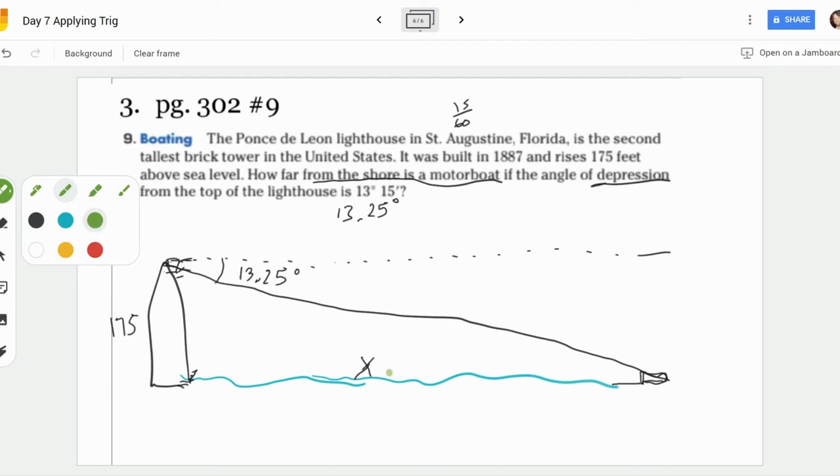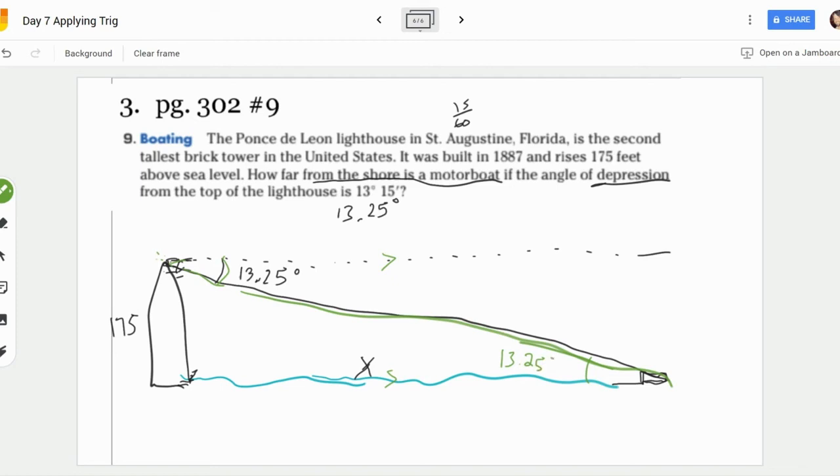Let's put it this way. Back in geometry, these are both horizontal lines, so they're parallel. Parallel lines that are cut by a transversal, meaning a line that goes through both of these parallel lines, give you alternate interior angles. So this angle down here and this angle up here are equivalent. They're congruent. So we know that this is now 13.25 as well.